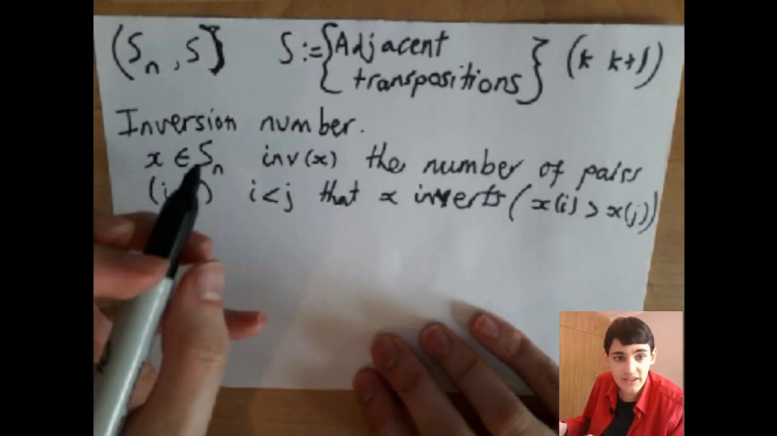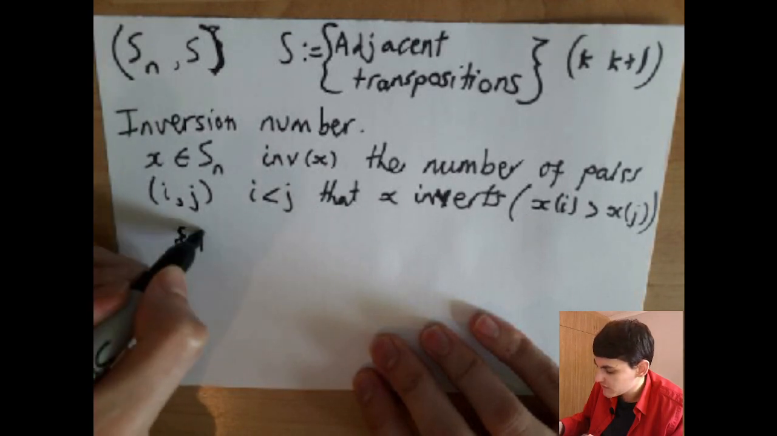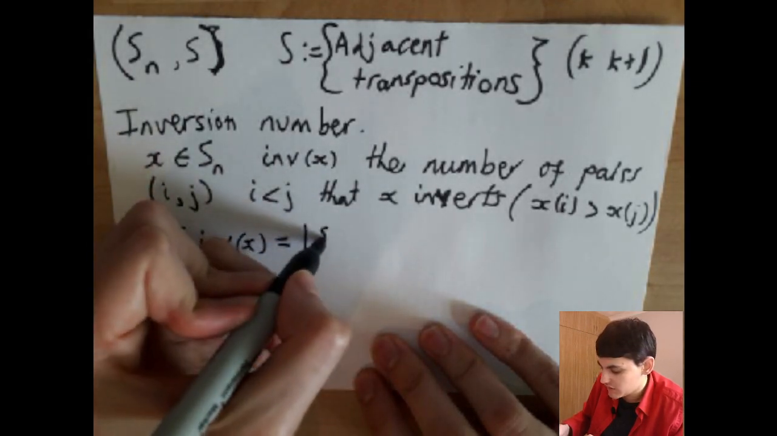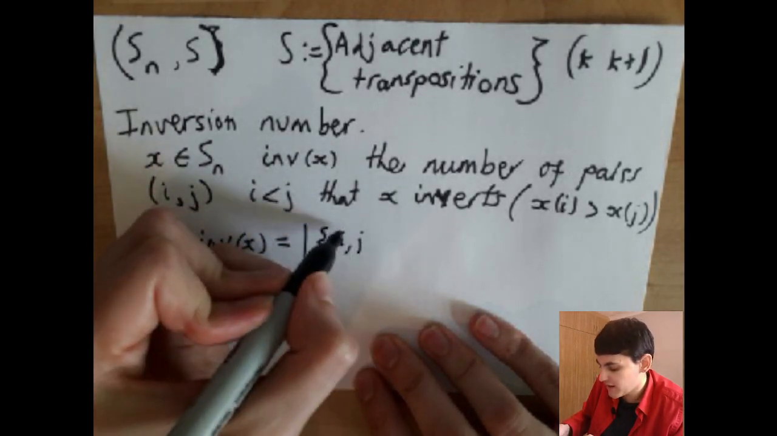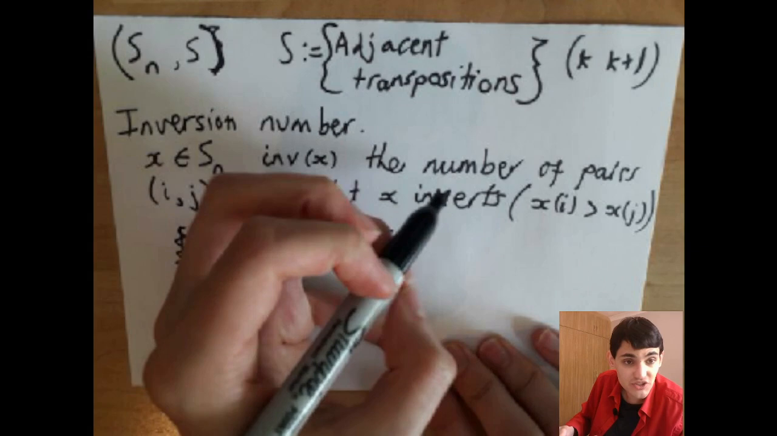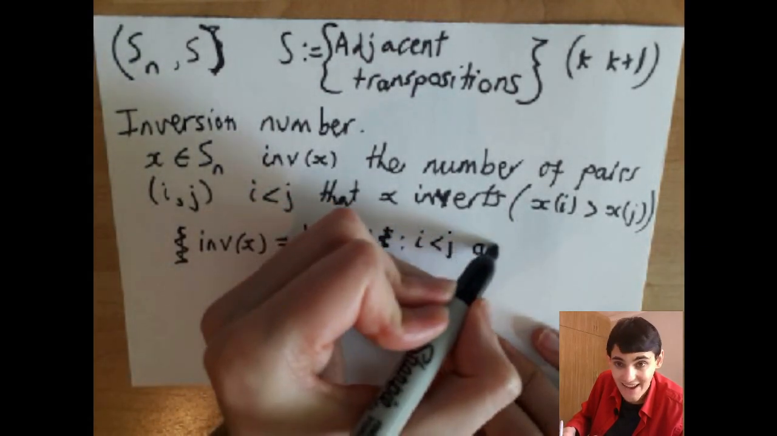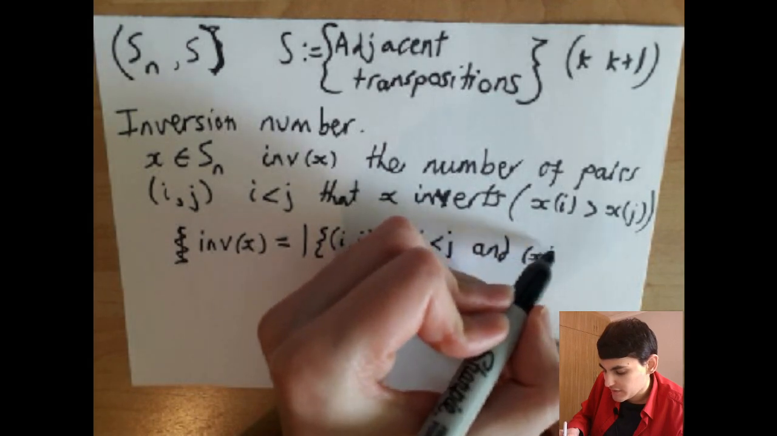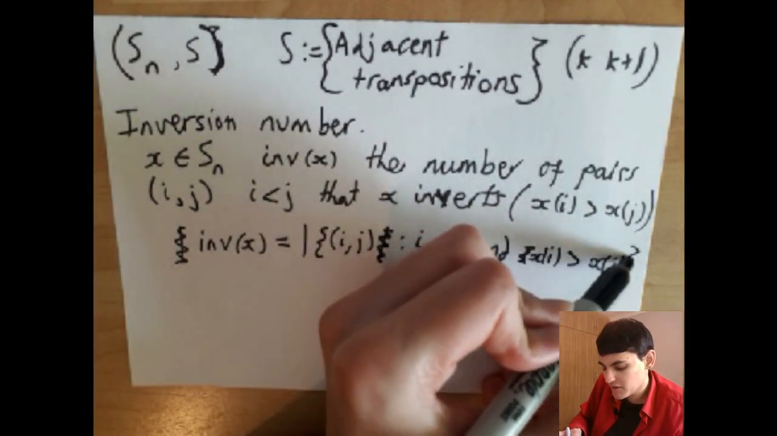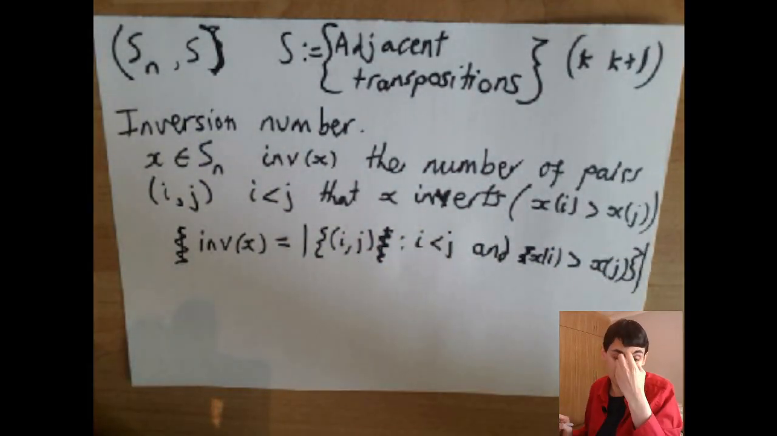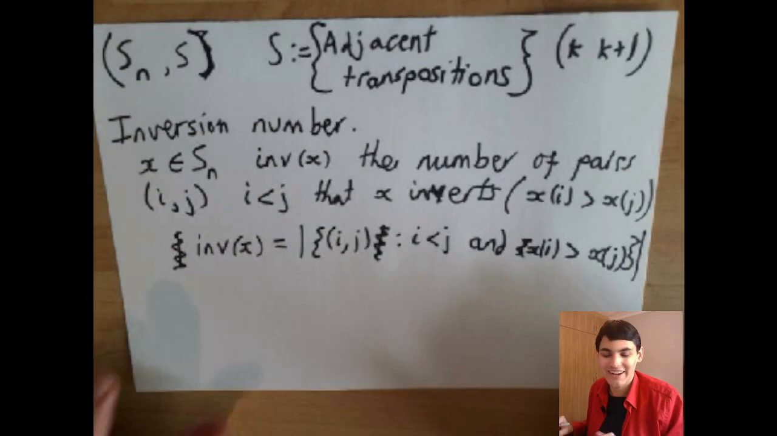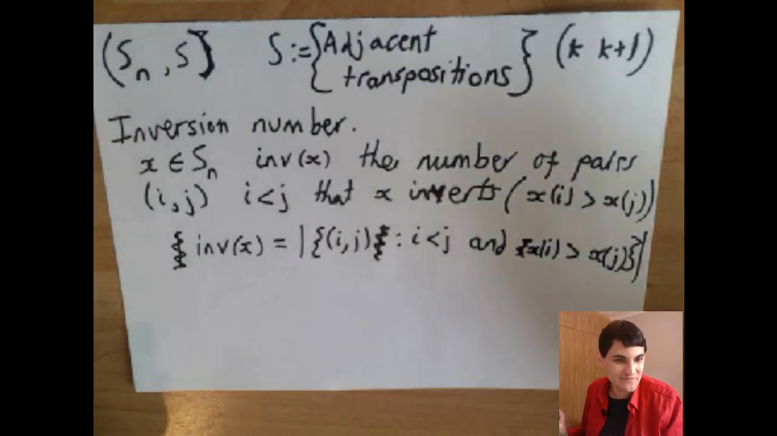If you want to write this in set notation, then you can write inv of x is equal to the size of the set of pairs (i, j) such that i is less than j and x of i is greater than x of j. Now, maybe covering both of those is a bit overkill, but if you don't get it this way, you can at least get it this way, or hopefully you do.